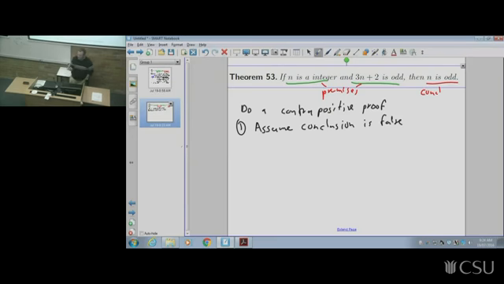That's the basic idea. So what does that mean in this case? What's the conclusion? n is odd. So what's the opposite of that? n is even. Okay, so we're assuming that n is even. That's our starting point, our basic strategy. Then we're going to do a bunch of steps, and then we want to conclude that the premise is false.